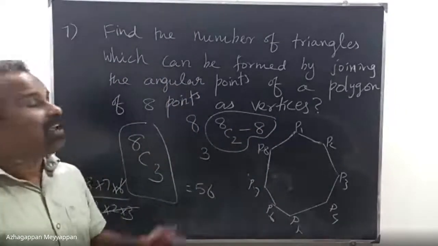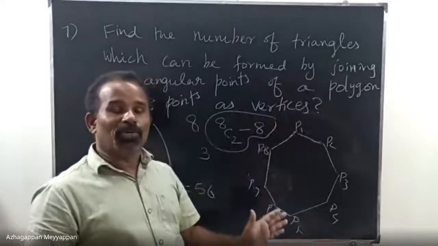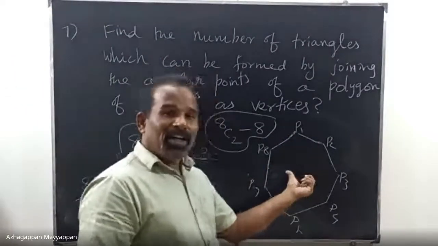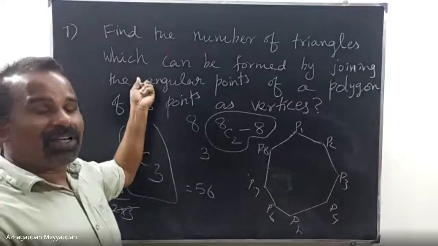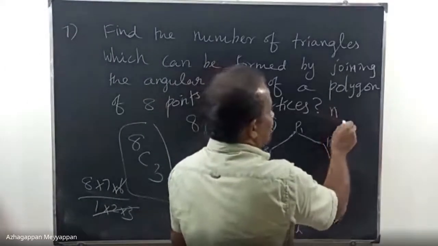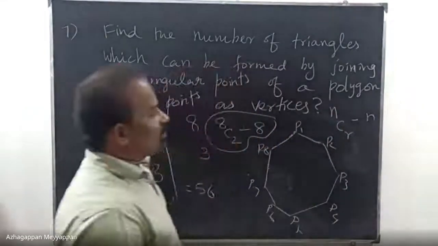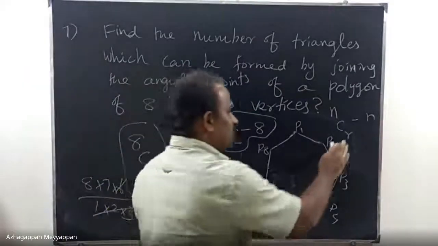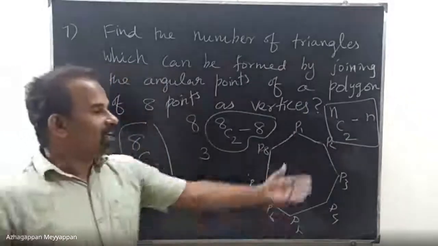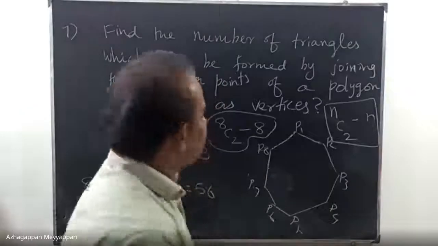The question is, how many diagonals can be drawn out of the polygon with 8 points? The answer is 8C2 minus 8. Generally, we can write NCR minus N. Because it is a diagonal, NC2 minus N. So this is the general formula for calculating the diagonals of a polygon.